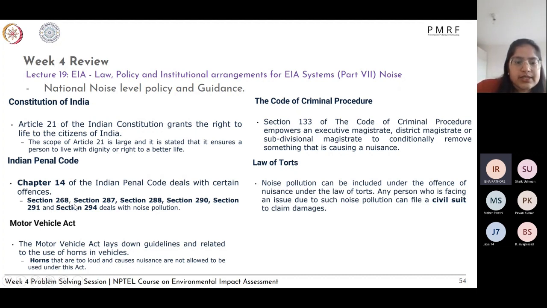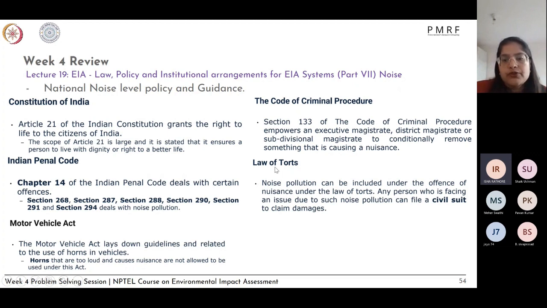So you have sections 268, 287, 288, 290, 291, and 294, which deal specifically with noise pollution. So something like high level of noise after 10 p.m. in India is not considered good. You can remove the noise source after 10 p.m. in India, so something like that.